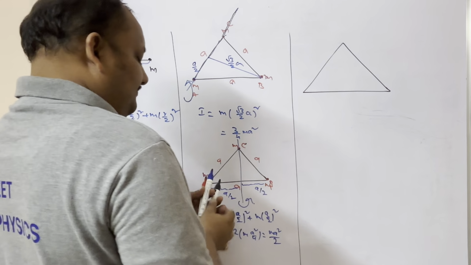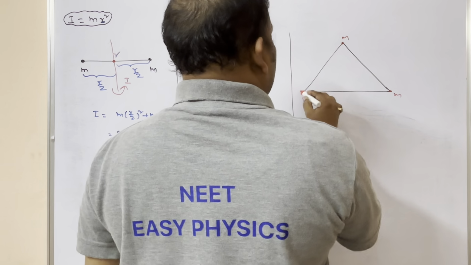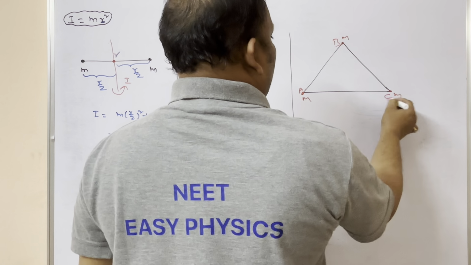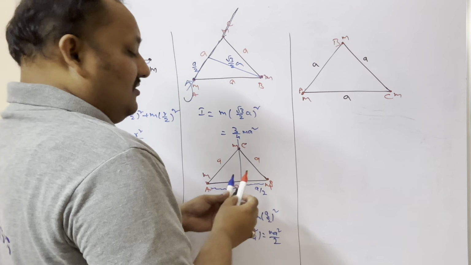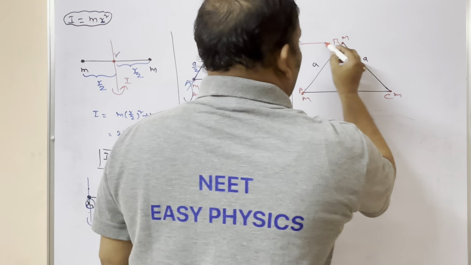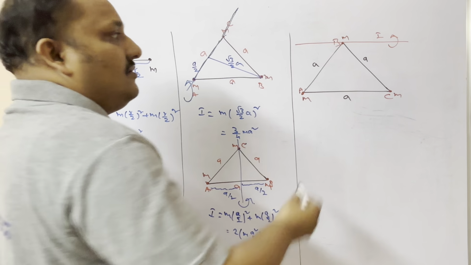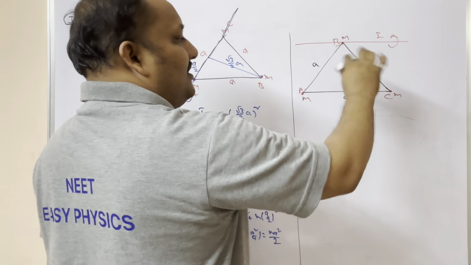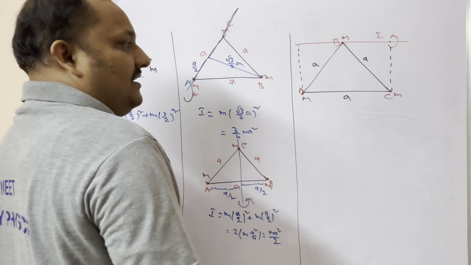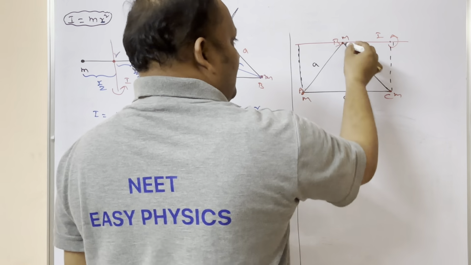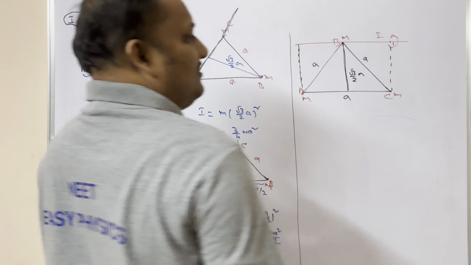Next, same question. So, this is the triangle. Three mass particles are placed at three corners A, B, C of an equilateral triangle of each side a. What is the moment of inertia about this axis? They will ask at the time. This mass is there on the axis of rotation, therefore you don't need to worry. Now, what is the perpendicular distance of this mass particle? This is going to be this distance. What is this distance? Root 3 by 2 a.